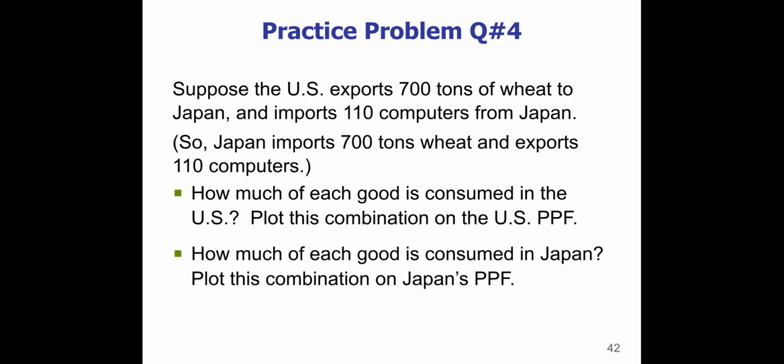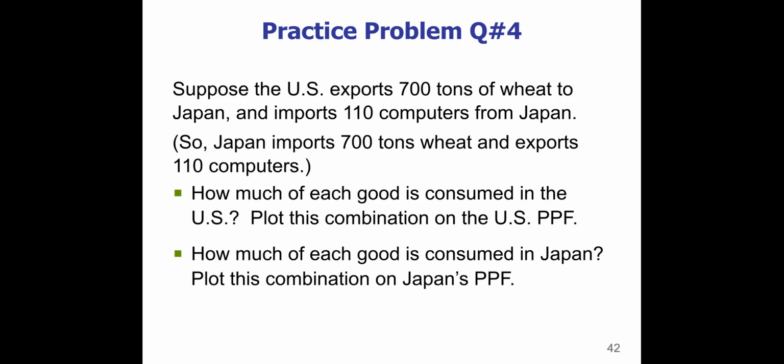All right, so let's look at your US graph. If we started with 3,400 tons of wheat and we're going to export 700 tons to Japan, how much wheat is the US going to be left with after we give 700 tons to Japan? Hopefully you did your math correct. We're going to end up with 2,700 tons of wheat. And remember, we started with 160 computers, but we're going to import 110 from Japan. So you have to add that number. 110 plus 160 equals 270. So on your US graph, you need to mark that point, which is 2,700 and 270.